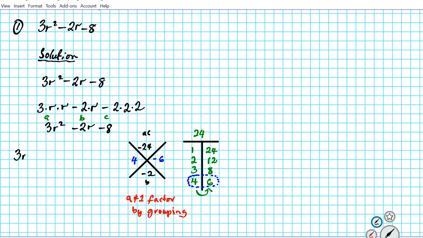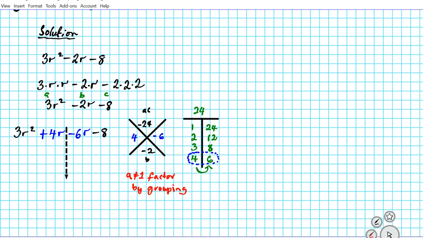So we're going to have 3r squared. We're going to replace the middle term with these two. So we have plus 4, and then there's an r there, so bring down the r, minus 6. This minus 6, there's an r there, bring down the r. Minus 8. Now, this polynomial we have right here is exactly the same as what we had before. We just wrote it using 4 terms so that we can split it down the center and factor by grouping. Okay, so that's the beauty of the X game. So let's split it down the center. We're now going to proceed to factor by grouping.